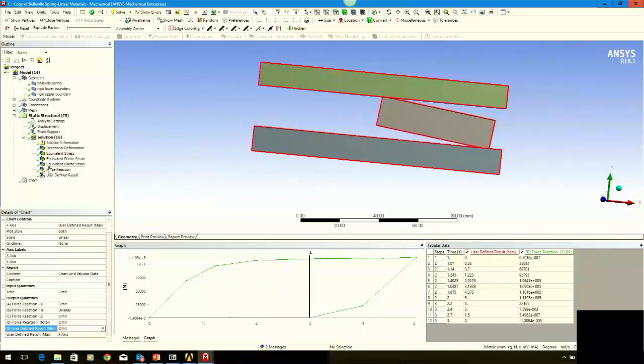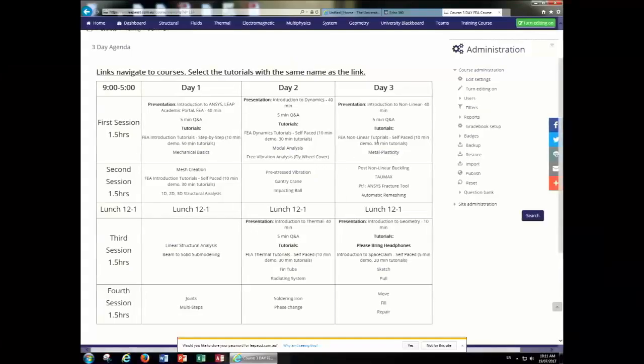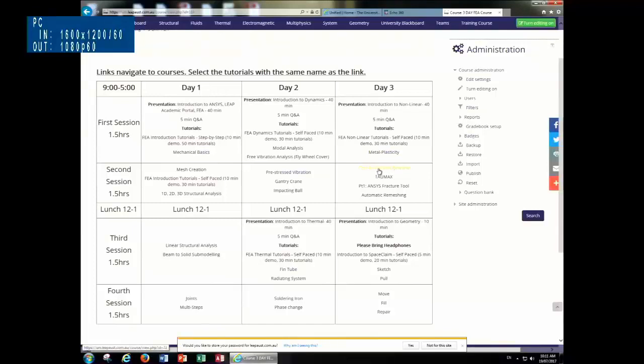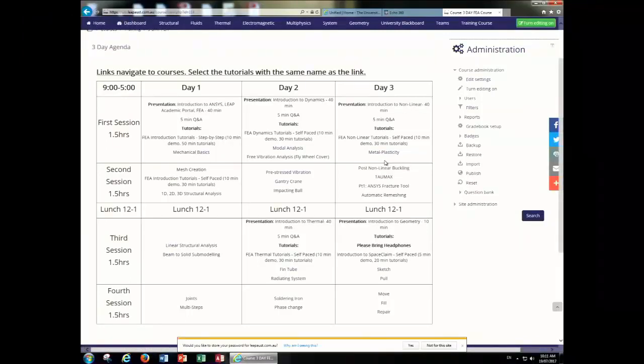No. All right, so I'll bring around, for those of you who don't have access to the portal, I'll bring around the files for the non-linear workshops, and then we'll get started. So we'll go through in order. So if you do the metal plasticity one first, and then the post non-linear buckling has got two stages. You do the linear buckling first, then the non-linear, but I'll get you started with that one. Okay, and then there's the Tormax and the fracture tool.